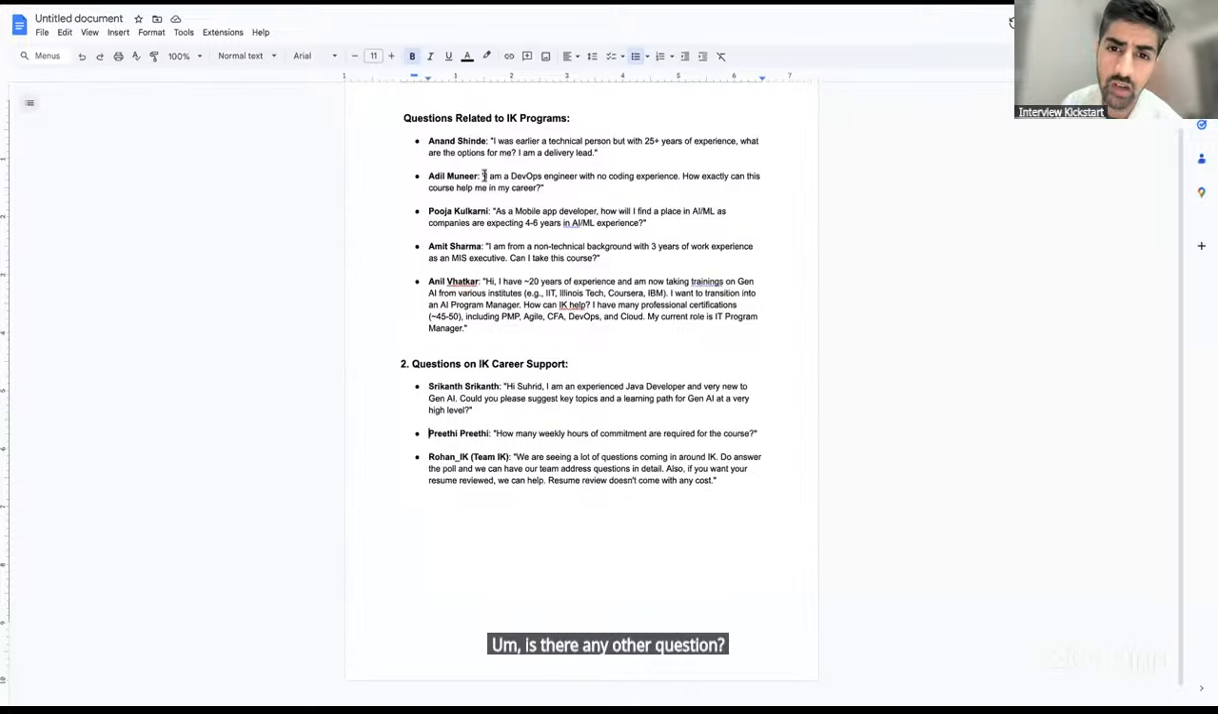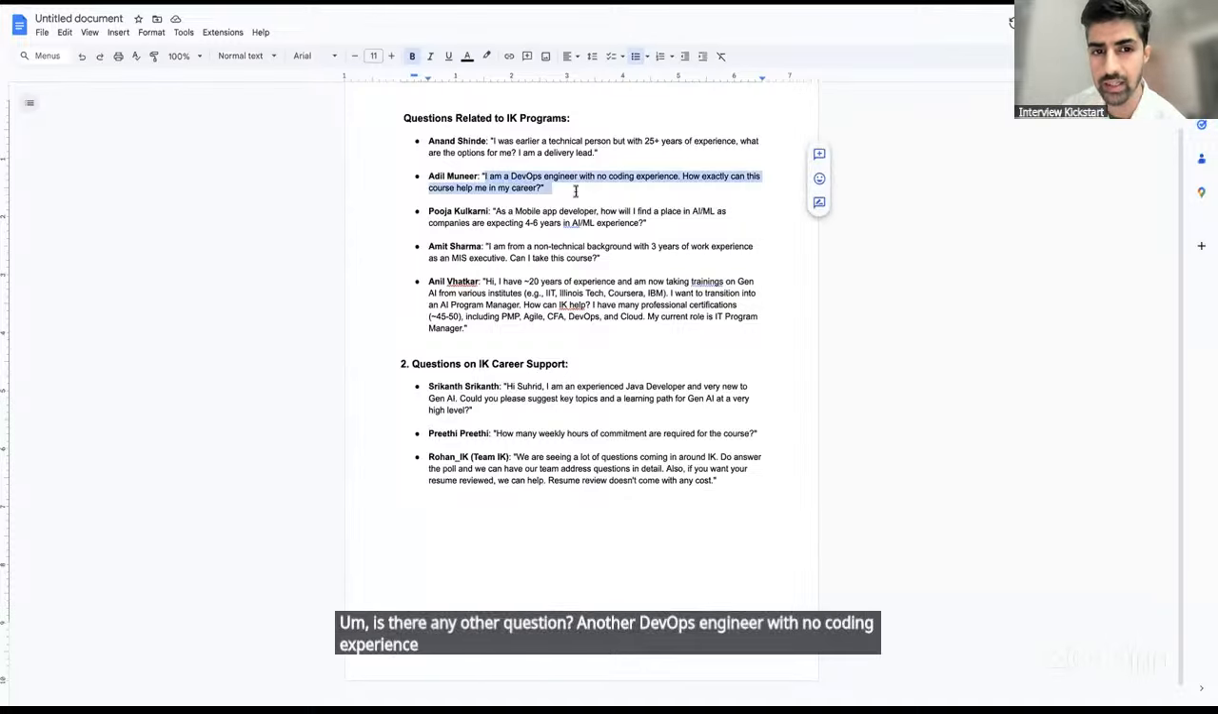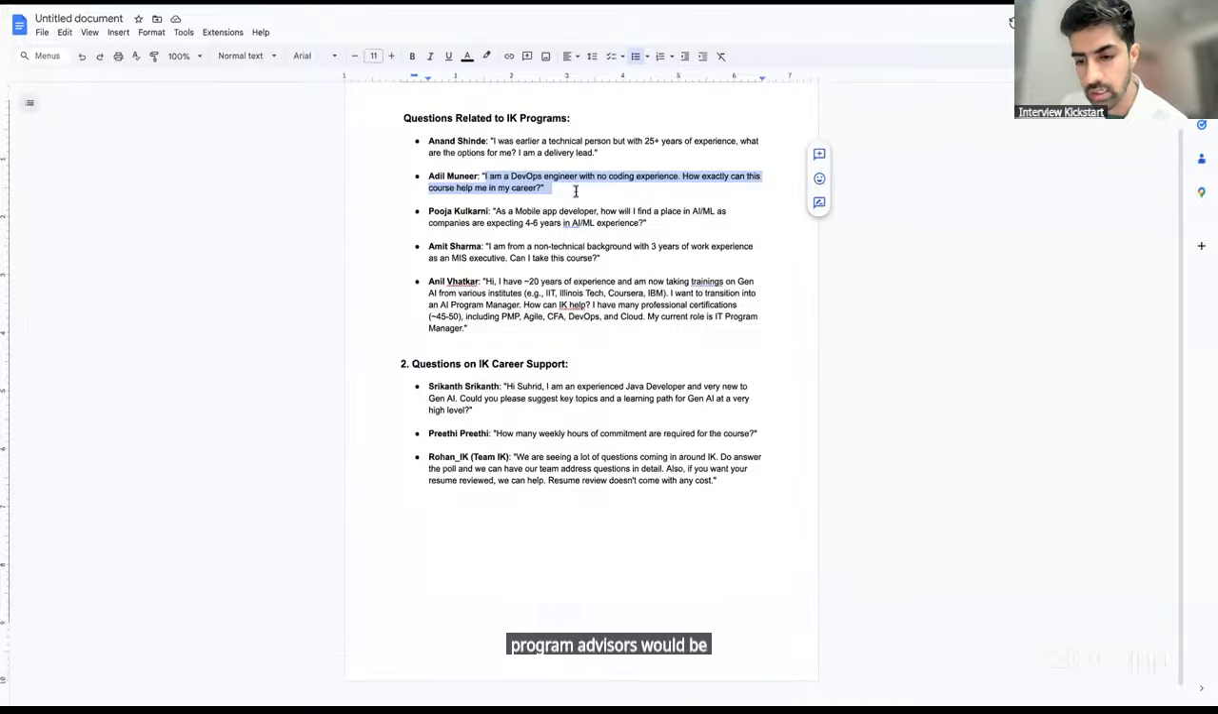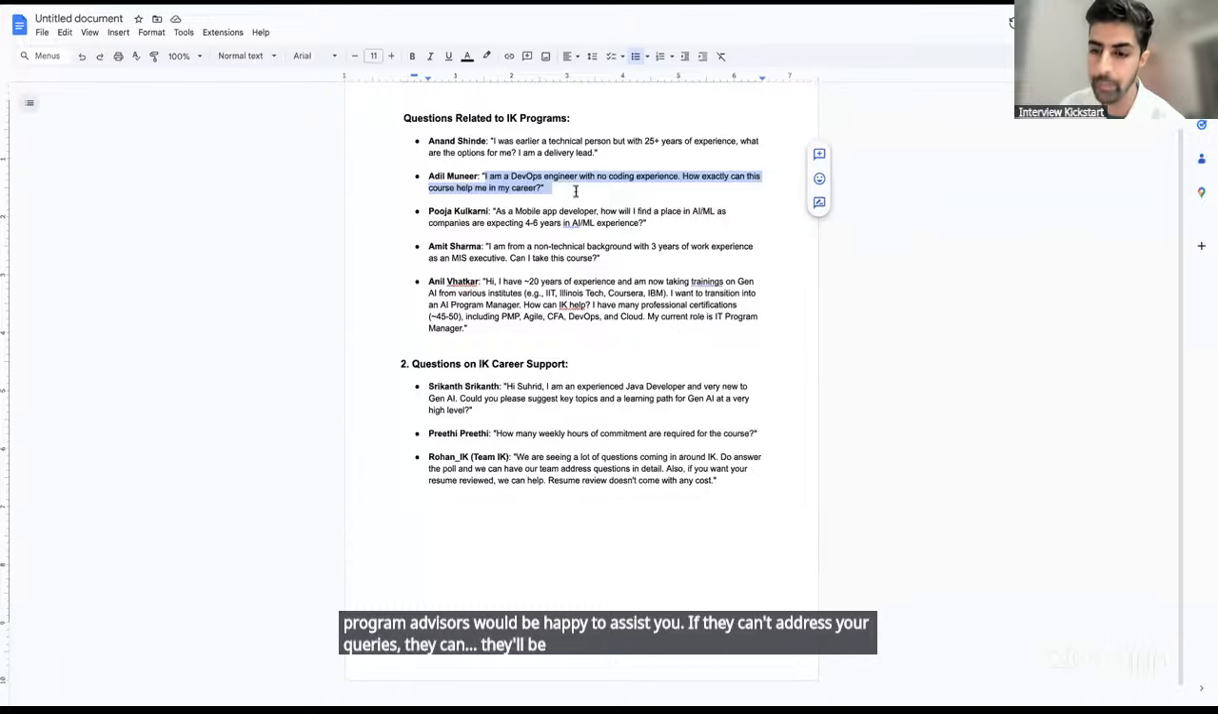Another question: I am a DevOps engineer with no coding experience, how exactly can this course help in my career? Again, similar sort of questions. If you want career specific answers, you need counseling. Program advisors would be happy to assist you. If they can't address your queries, they'll be happy to loop in somebody from the curriculum team or the specific team so that at least you can make an informed decision.